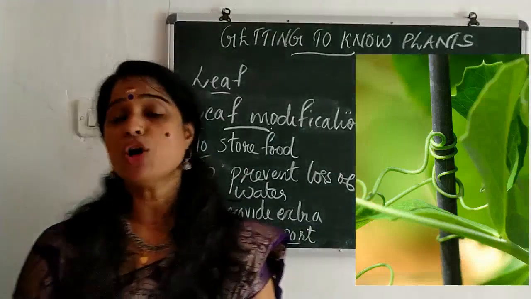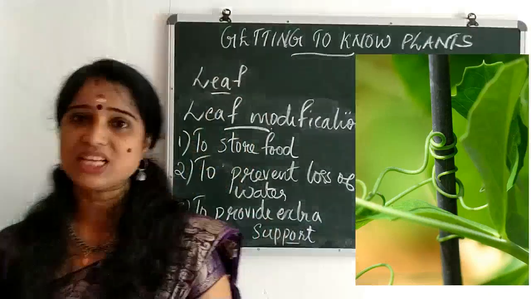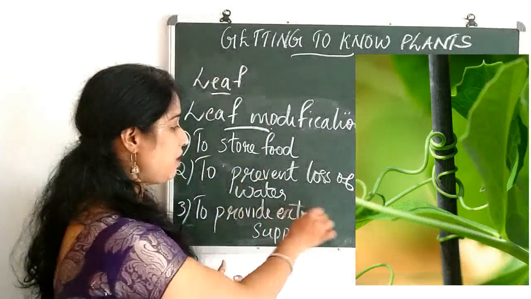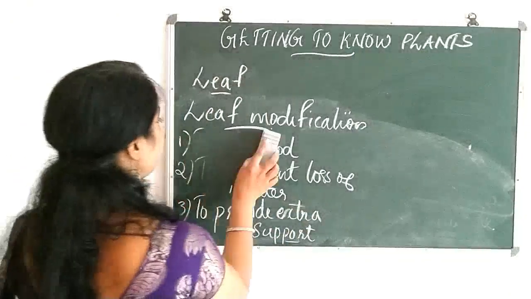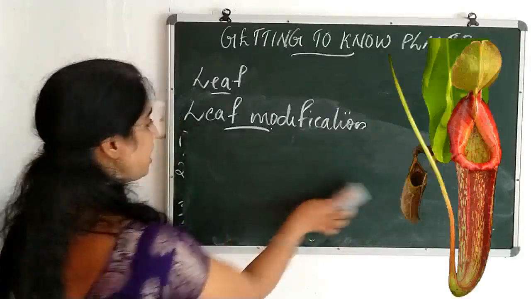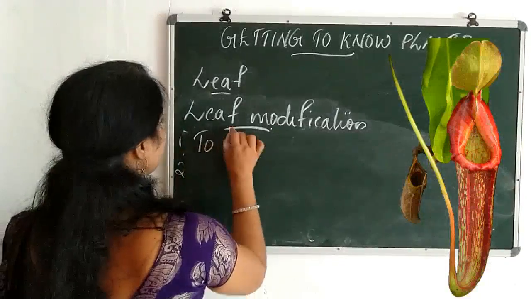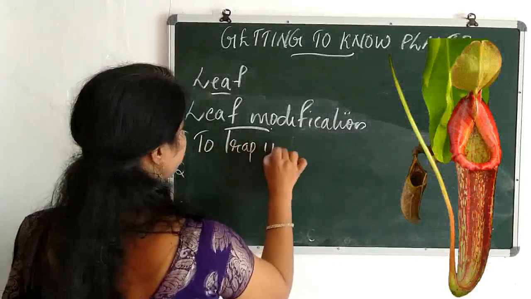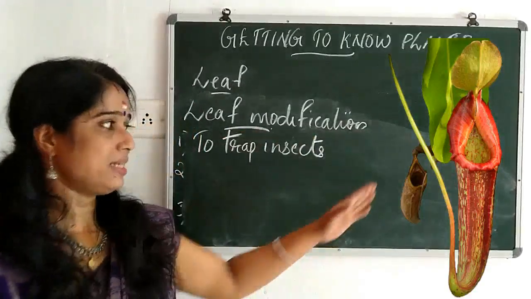There is another modification of what? Leaf modified to provide what? Extra support. So 3 functions are very clear, I hope. Yes. Now we can move. One more function is served by the leaf, or one more modification is there. Leaves are modified to trap insects. You can see it here.